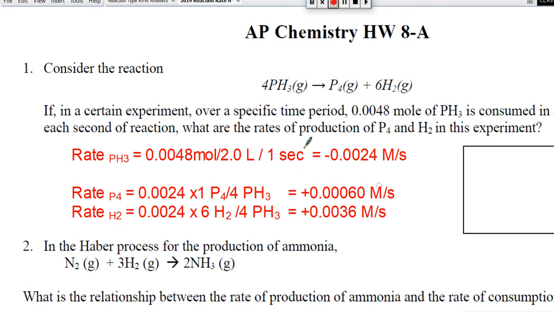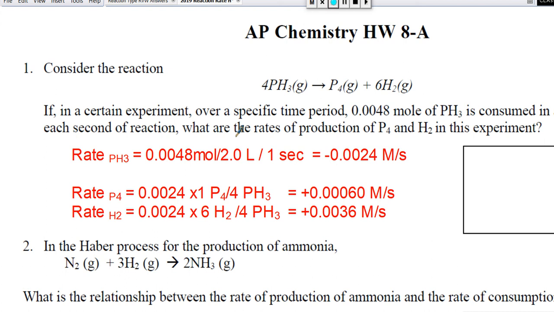We have the moles of pH 3 that's being consumed, the volume, and the time. We're supposed to talk about rate, and rate is the change in molarity per time. So we have to figure out the change in molarity of the pH 3. I took the moles and the liters, and I calculated the molarity. And then I just divided it by the time. Moles per liter per time, that's the units for rate. It's decreasing by 0.0024 molarity per second.